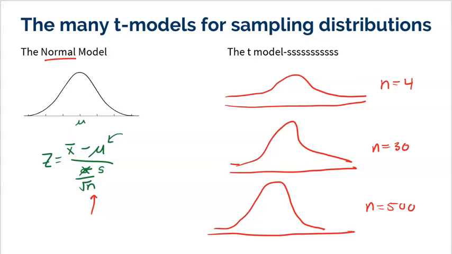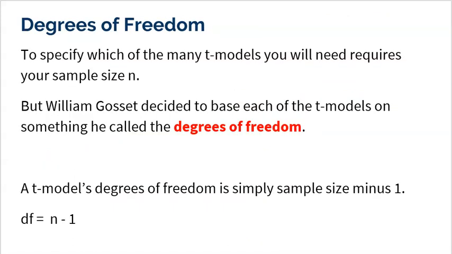But when you're talking about a t-model, oh boy, there's a t-model for a sample size of 4, sample size of 30, sample size of 500, sample size of 41, sample size of 32. There's a different t-model for every sample size. If it was up to me, I would have named each model after its sample size, but he didn't. I'm sure there's a great reason why you can find out, but he named each model after its degrees of freedom. So to specify which of the many t-models you're going to need, he used degrees of freedom.